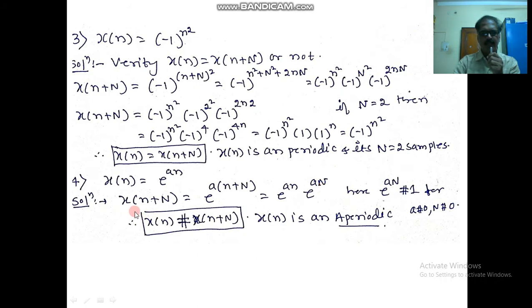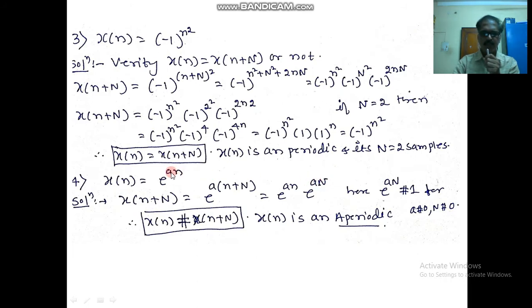If I want to get x of n plus capital N equal to x of n, I should get only e to the power of a into capital N equal to 1. For what values of n does this value become 1? So e to the power of a into n is not equal to 1. Here only this value will become 1 when a equals 0 or when n equals 0.